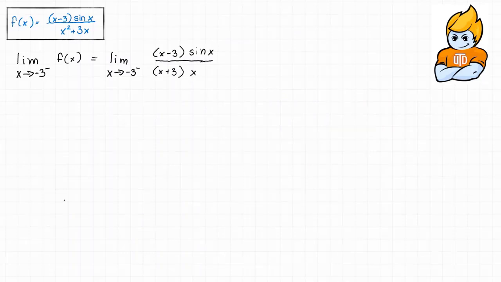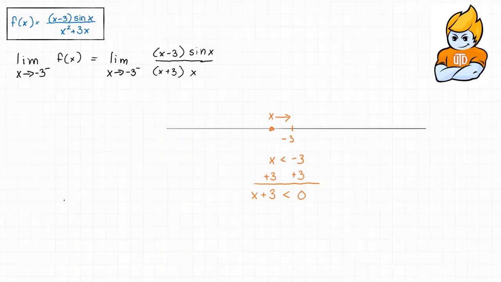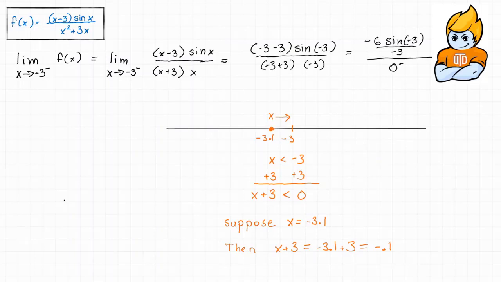Let's consider the factor x plus 3. Since x is to the left of negative 3, x is smaller than negative 3. Adding 3 to both sides of the inequality, we get that x plus 3 is less than 0. We might as well have chosen a test value to the left of negative 3. So suppose that x equals negative 3.1. Plug the test value into the factor x plus 3 to get negative 0.1. So the limit of our function is the limit of a function whose denominator is approaching 0 from the negative side.